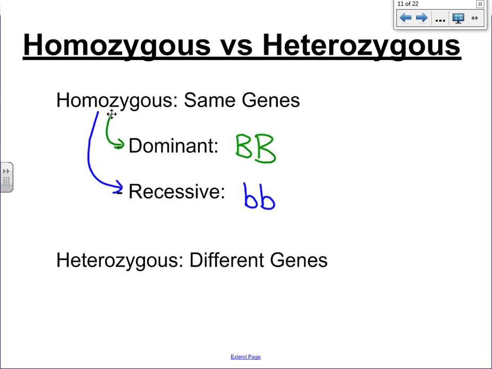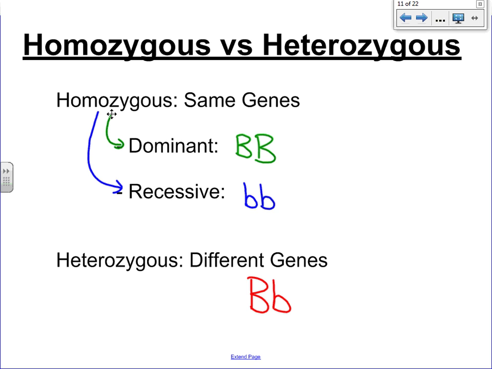Now your last option is to be heterozygous, and that means that the letters are different. In that case, you would be big B, little b. So whenever we say homozygous dominant, we're referring to big letter, same letter, dominant letter. Whenever we say homozygous recessive, we're referring to little letter, same letter, recessive letter. And if we ever use the term heterozygous, that means that we're referring to different letters, so the big letter and the little letter together.